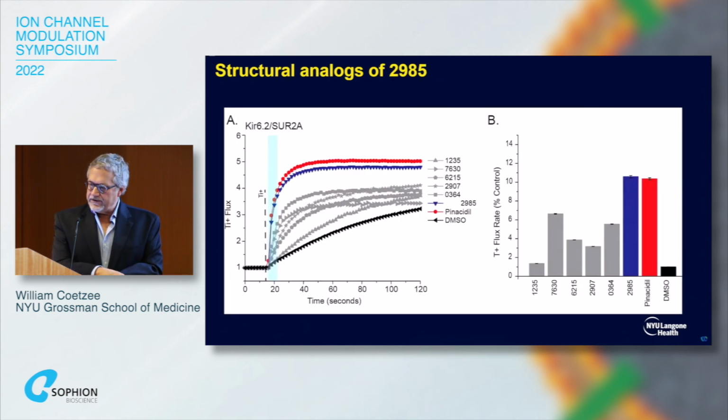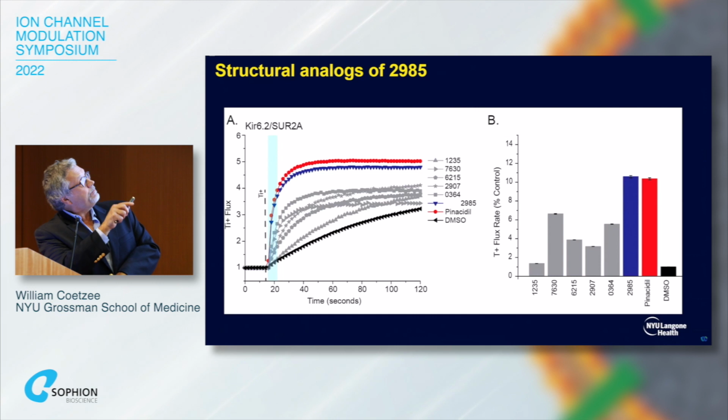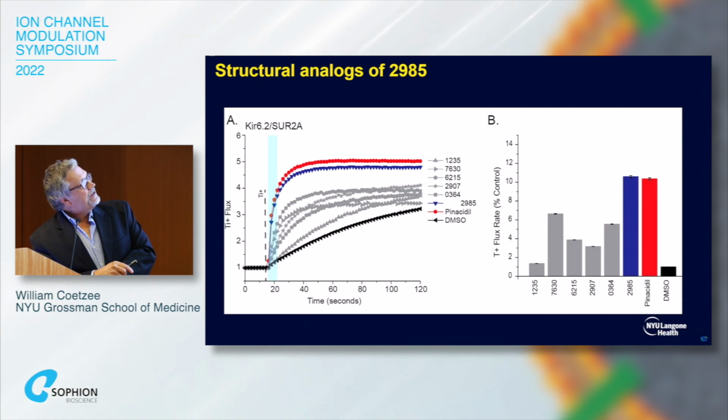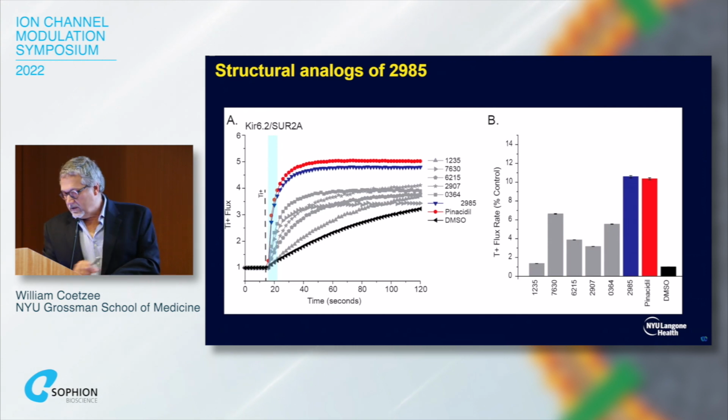What Ivan then did was order structural analogs of this particular compound, which I'm shortening here to 2985. If I had to write the name of this compound, it would go from this slide to this slide, so I just made it 2985. You can see, probably better in the bar graph over here, that several of these activated the KATP channel, but not nearly as well as the 2985 that you can see over here.